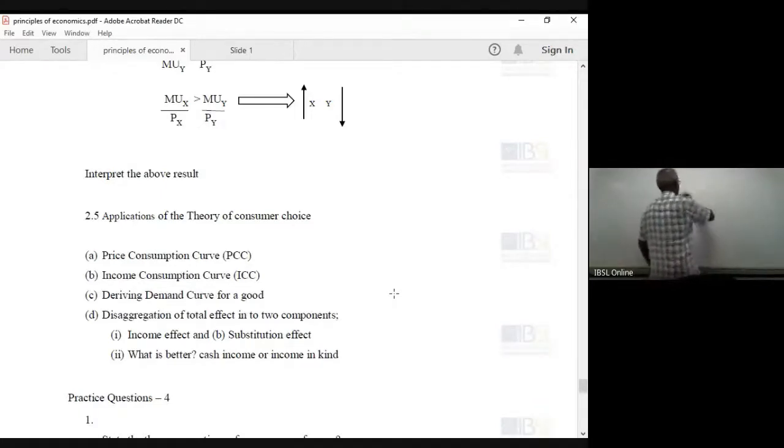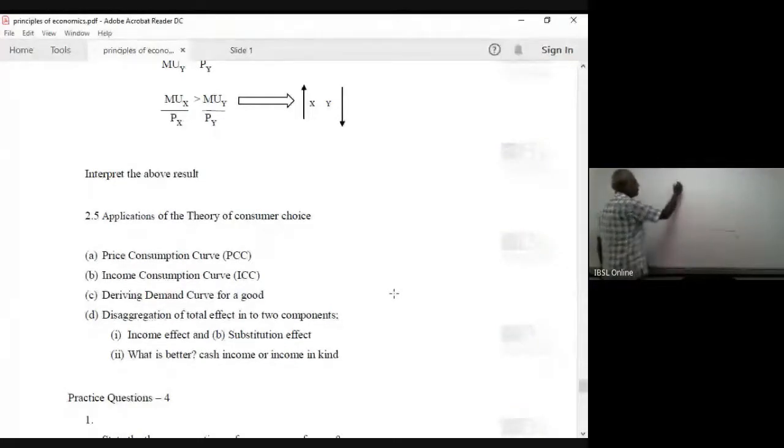This budget line, of course, this is the budget line, good X and good Y. Take down this. Budget line.